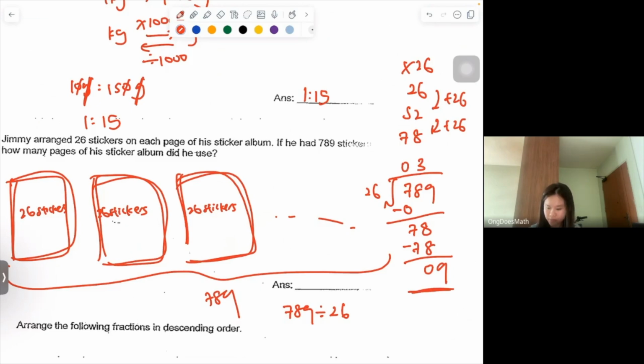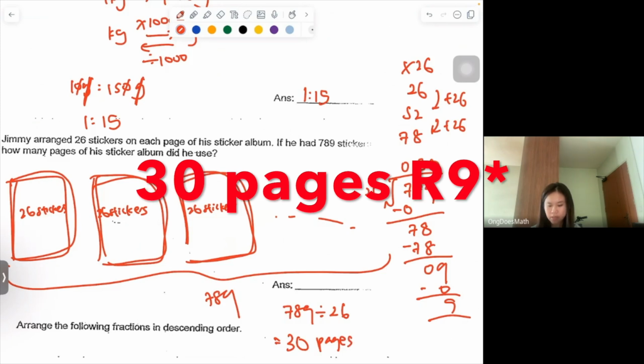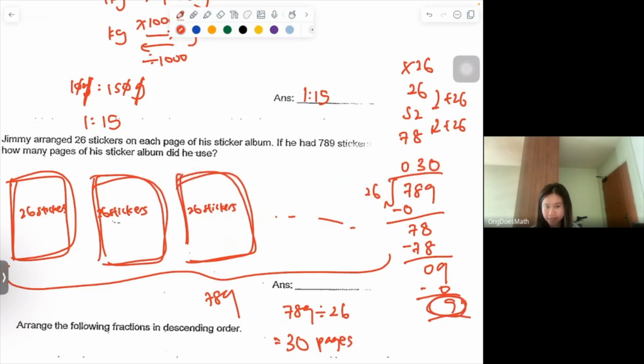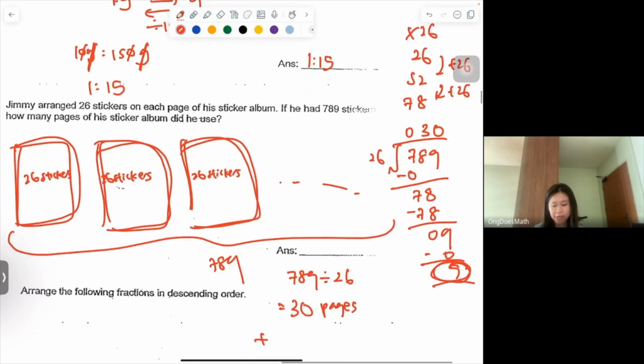So 9 cannot be divided by 26. So put a 0. So you have a remainder of 9. And you have 30 pages. And for this remainder 9, you also have to stick it, right? Because he already used it. So he will stick it on a separate page. But that page only has 9 stickers instead of 26. So total number of pages is 30 plus 1, which is 31.